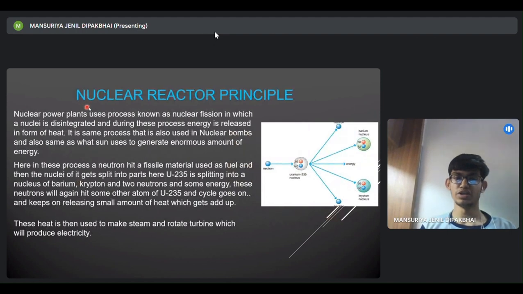Let's see the principle behind a nuclear reactor. Nuclear power plants use a process known as nuclear fission, in which a nucleus will get disintegrated. Here, a uranium-235 example is given. It gets disintegrated into two neutrons, one barium nucleus, one krypton nucleus, and some energy when hit by a neutron. This energy is in the form of heat energy. This cycle continues and all the hits add up to form an enormous amount of heat energy which will then be used to heat up water to get steam to run a turbine and produce electricity.